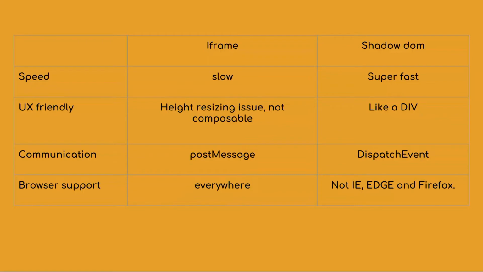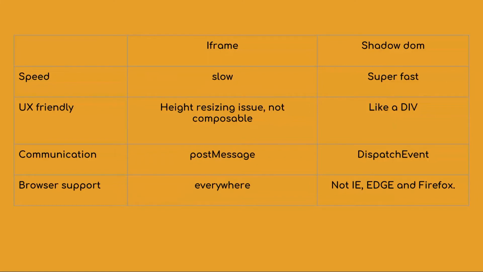So this is a comparison between Shadow DOM and iframe. When it comes to speed, we cannot compare it. Shadow DOM is super fast as it behaves like a div. And for UX friendliness, good luck with iframe. You're going to have a lot of problems with that. For Shadow DOM, it behaves exactly like a div. You don't need to take care of resizing or whatever. For the communication, in iframes, you need to use post message, which can be messy sometimes.